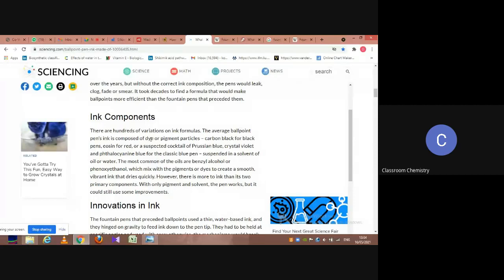Okay, and you need to suspend this compound or dye in a solvent of oil or water. Okay, the most common oils are benzyl alcohol or phenoxyethanol, which mix with the pigment or dyes to create a smooth, vibrant ink that dries quickly. Okay, so this is about the ball pen ink. आता त्यात तुम्हाला ऑइल किंवा वॉटर इथं तुम्ही वापरू शकता. ठीक आहे. So this is about the ink.